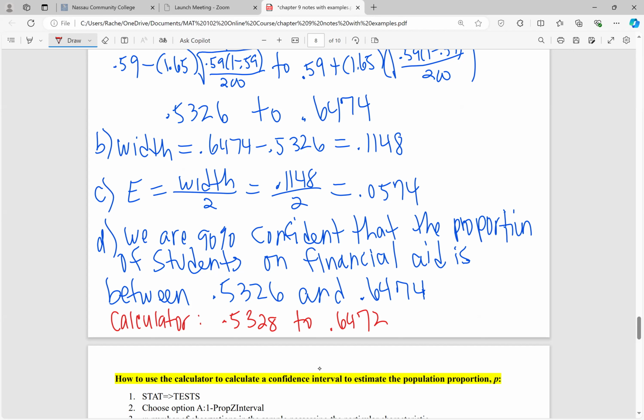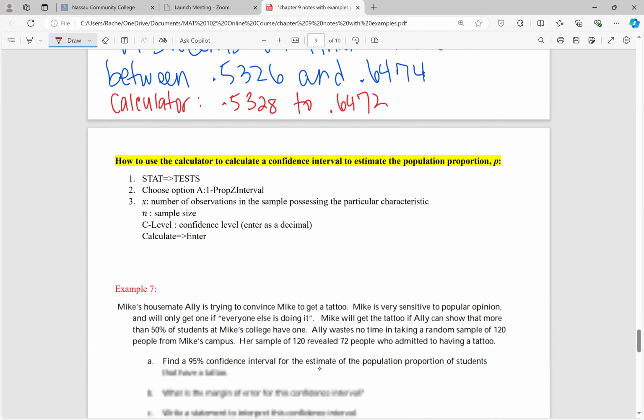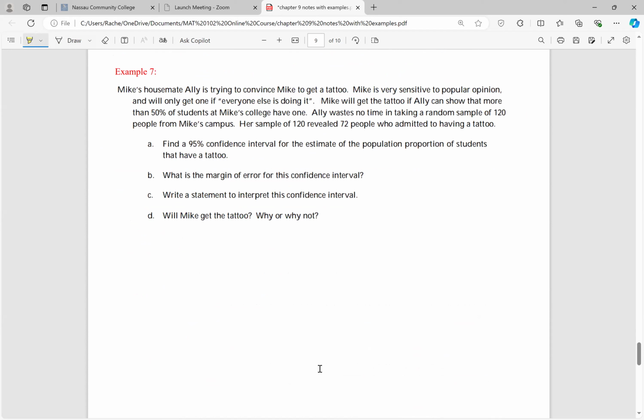So now for this next example, I want to use the calculator. So let's look at example 7. It says Mike's housemate Allie is trying to convince Mike to get a tattoo. Mike is very sensitive to popular opinion and will only get one if everyone else is doing it. Mike will get the tattoo if Allie can show that more than 50% of the students at Mike's college have one. Allie wastes no time in taking a random sample of 120 people from Mike's campus. Her sample of 120 revealed 72 people have a tattoo.